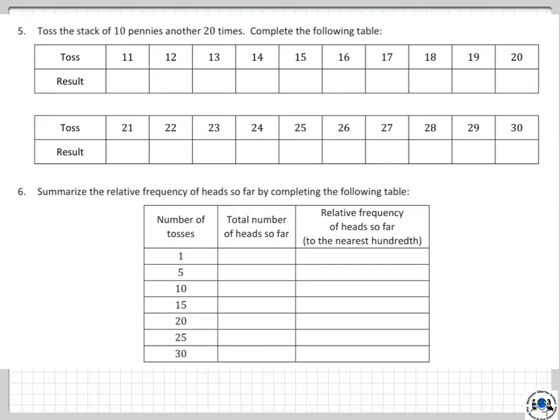All right, now we're going to go ahead and toss the stack of pennies another 20 times. Okay, and then we're going to complete the following table. Just toss and record, toss and record, toss and record, all the way until you get up to 30 tosses. Go ahead and do number 6. Go ahead and summarize the relative frequency of heads so far by completing the table at all those different points: 1 toss, 5, 10, 15, 20, 25, 30.